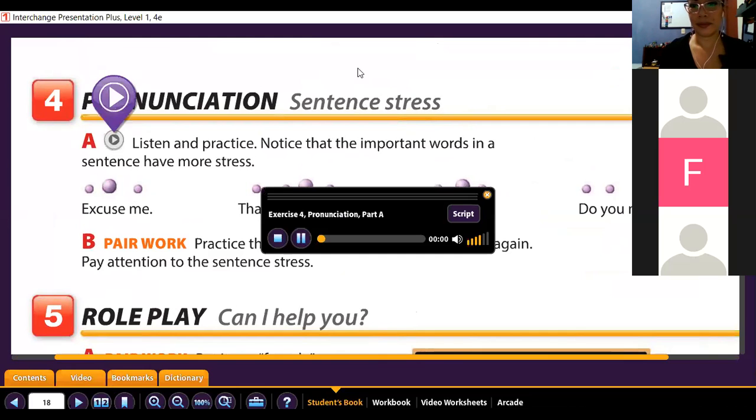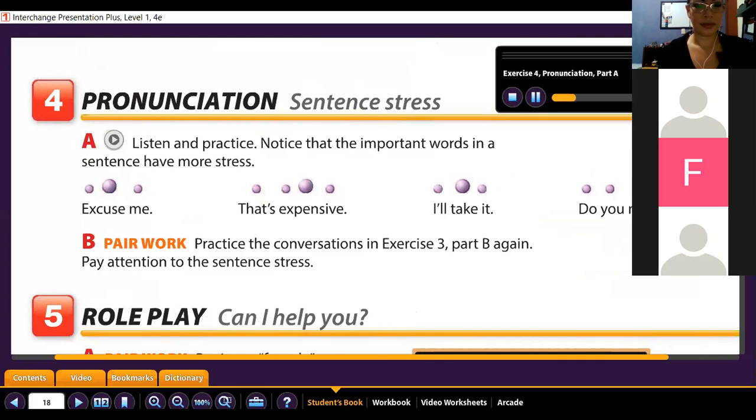Listen. Page 18, exercise 4, pronunciation, sentence stress. Part A, listen and practice. Notice that the important words in a sentence have more stress. Excuse me. That's expensive. I'll take it. Do you mean these?